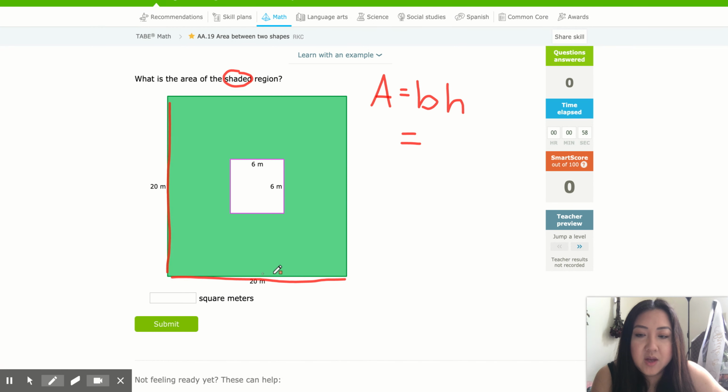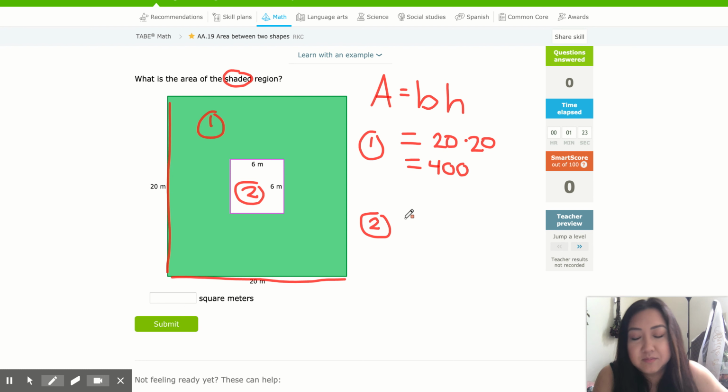So I know that the first square is 20 by 20. 20 by 20 equals 400. And then now I'm gonna call that figure 1, right? Figure 2, that way I remember which one's which.